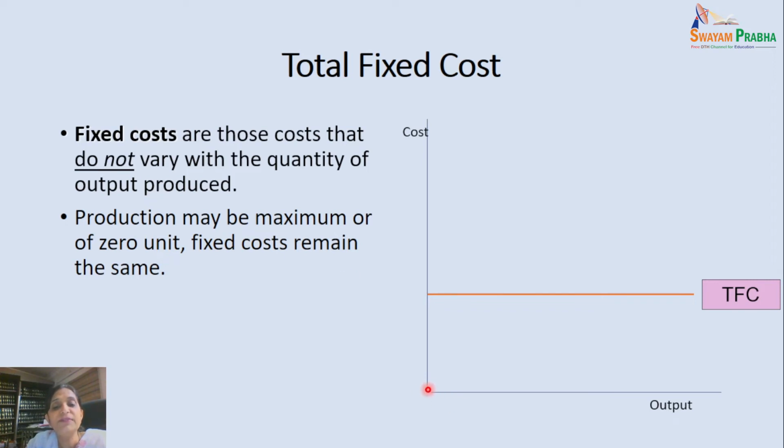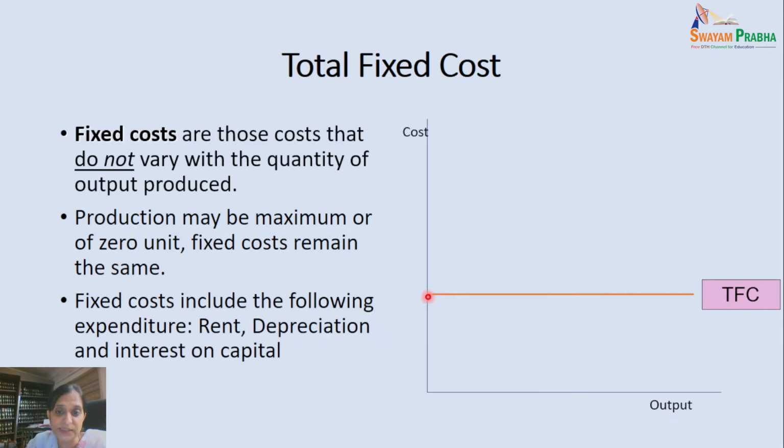Even when the production is 0 units, you are still incurring this particular cost. For example, rent. If we have taken a building on rent, irrespective of the output that we are producing, we have to pay that rent. So it will not vary with the level of output. Similarly, interest on capital, depreciation of the machinery or whatever fixed capital, fixed assets you have, they will all be a part of your total fixed cost, and this cost will not change with the level of output.